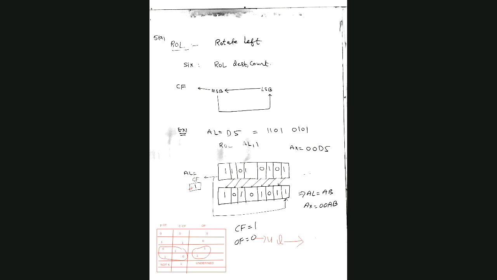No, where is D7, brother? It is D5, not D7. No, I mean, how many bits here? How many bits? 8 bits, right? Yeah, this AL is 8 bits only.